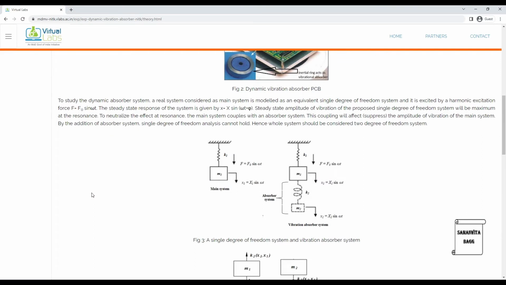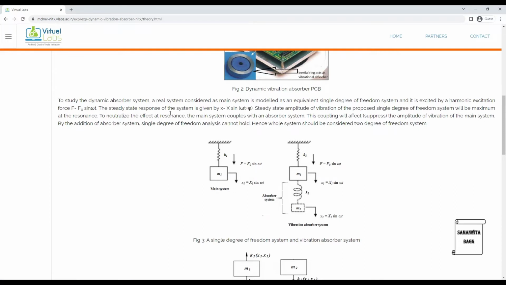To study the dynamic absorber system, a real system considered as the main system is modeled as an equivalent single degree of freedom system, and it is excited by a harmonic excitation force F equals F0 sin omega t. So you can see here the main system is shown as a single degree of freedom system. There is only one direction of motion. This mass is moving only along this x-axis, and K is the stiffness shown. It is excited by an external force which is of sine form. It's a harmonic motion. F is F0 sin omega t.